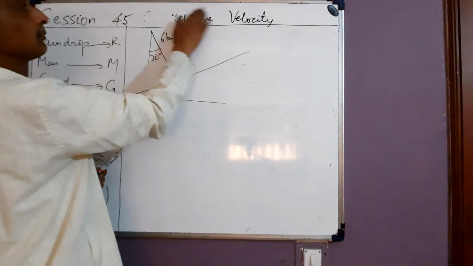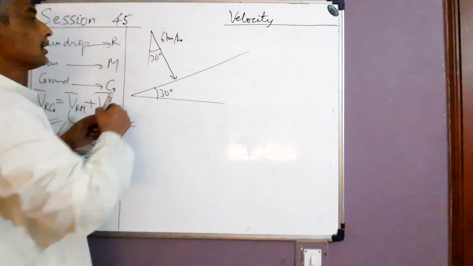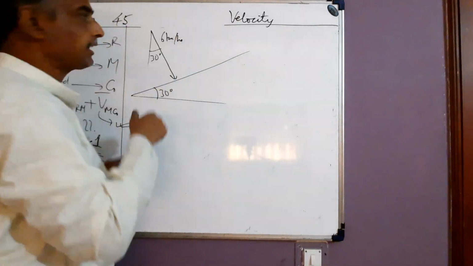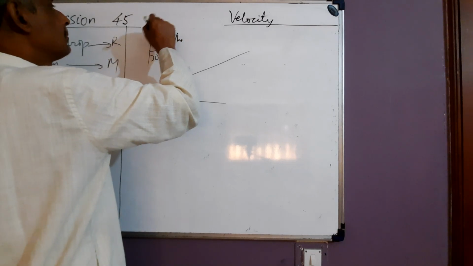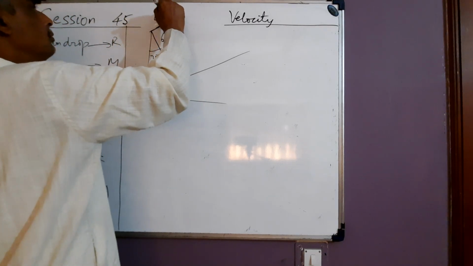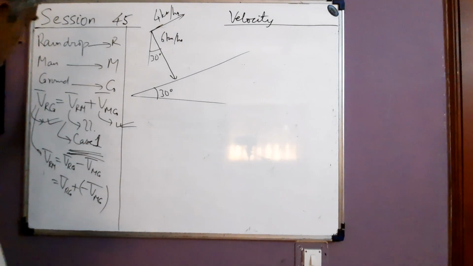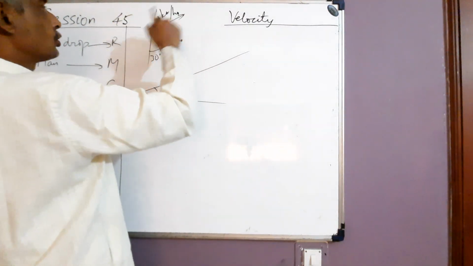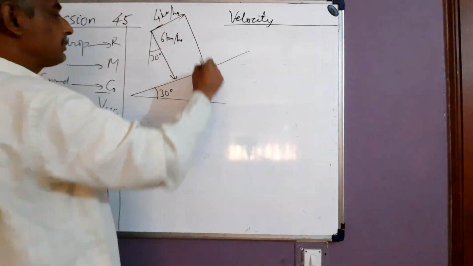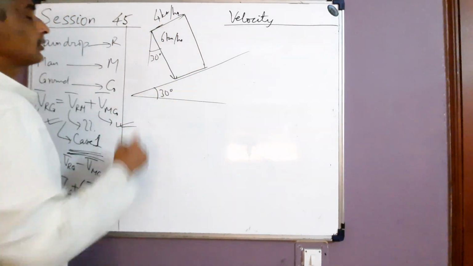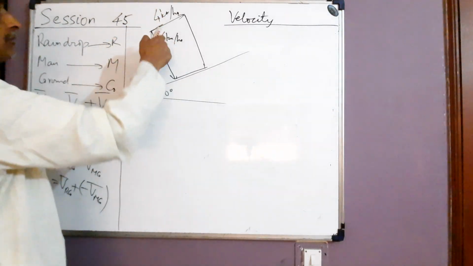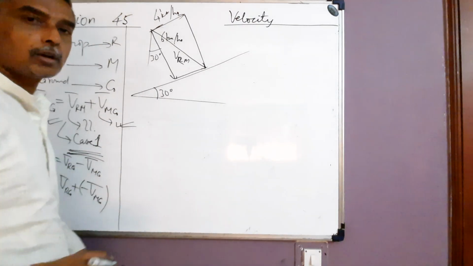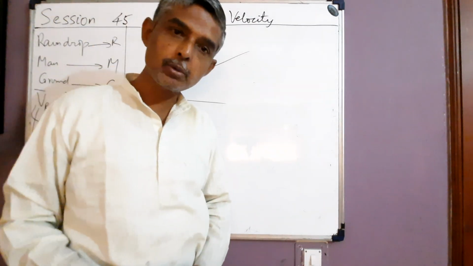Because there is no space left, I'll rub this and write it down again. Minus VMG is 4 km per hour up the incline. Now VRM is the vector sum of these two velocities. We take these two as adjacent sides and complete the parallelogram. The diagonal of this parallelogram through the common tail of these two vectors is VRM.